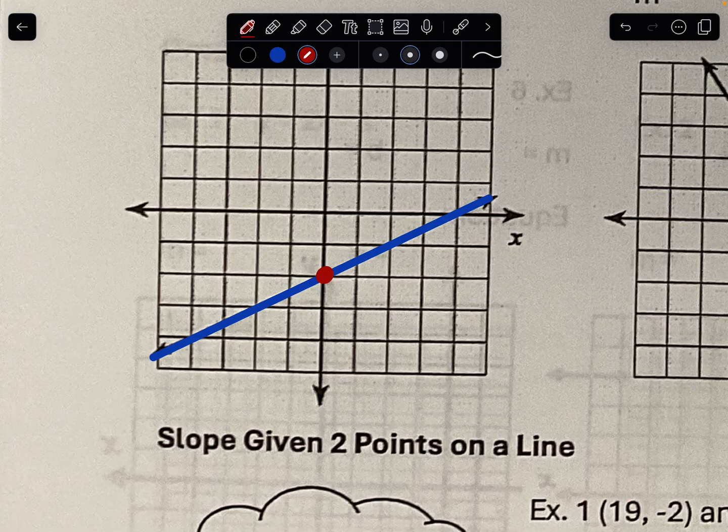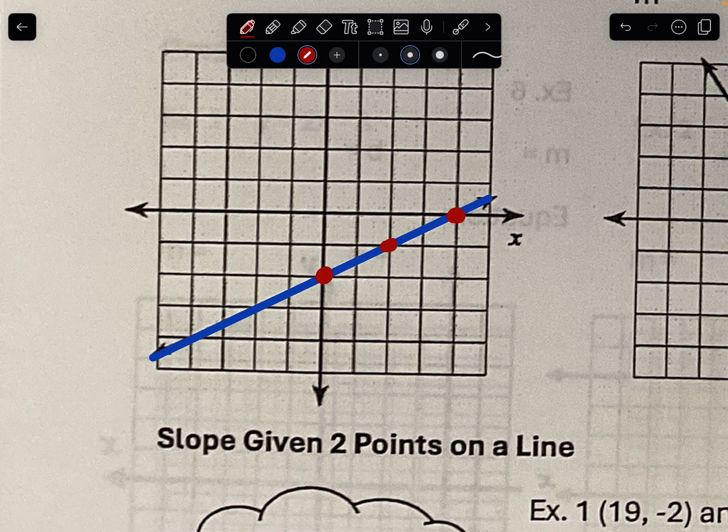Oh wait, shoot, I said that wrong. 4, 0. Okay, 4, 0 I agree with. Maybe you could do positive 2, negative 1. Now, here's the deal. Any of the points that go through an ordered pair, you can use. It doesn't matter.